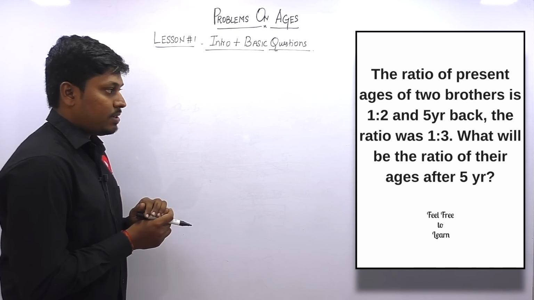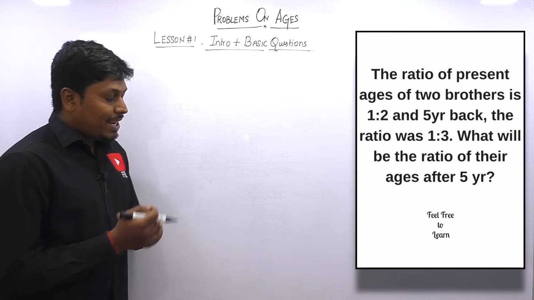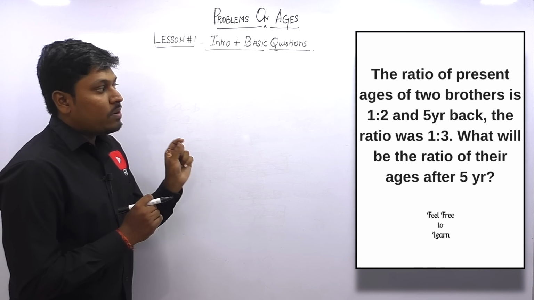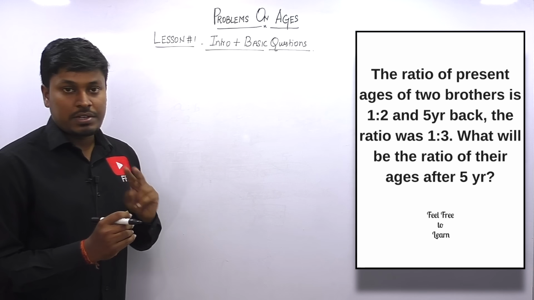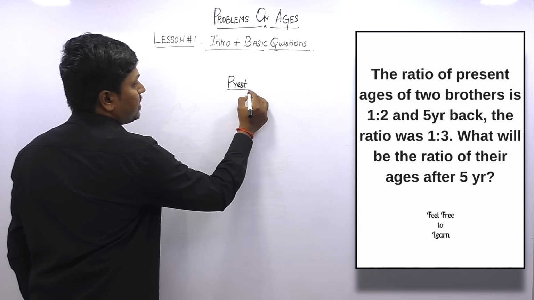Question number 3. The ratio of the present ages of two brothers is 1:2, and 5 years back the ratio was 1:3. What will be the ratio of their ages after 5 years? Interesting question. Just understand the concept, that is important here. The ratio of the present ages of two brothers is 1:2.